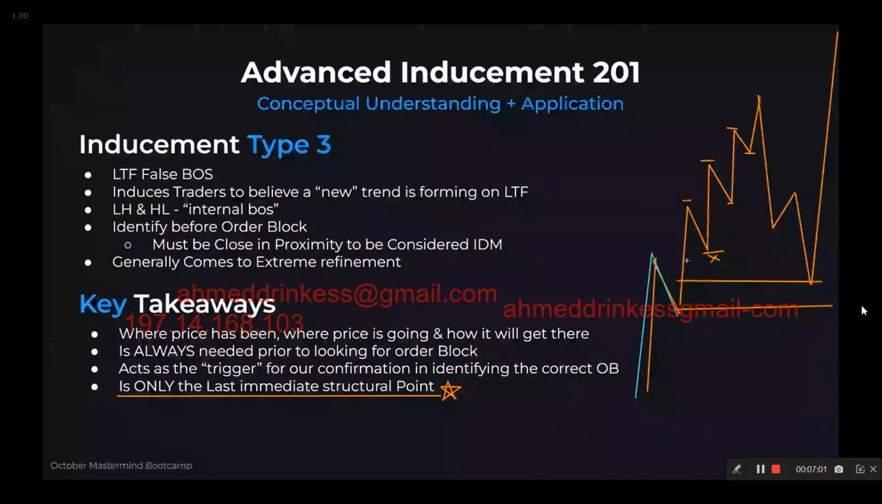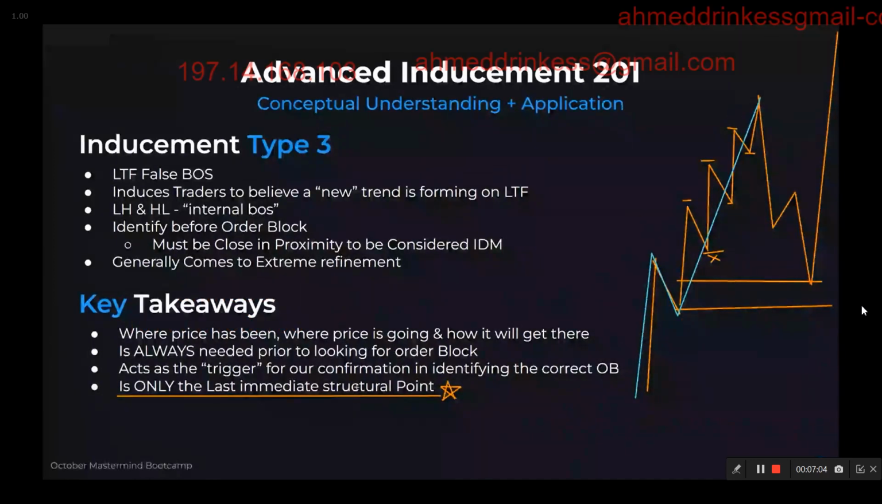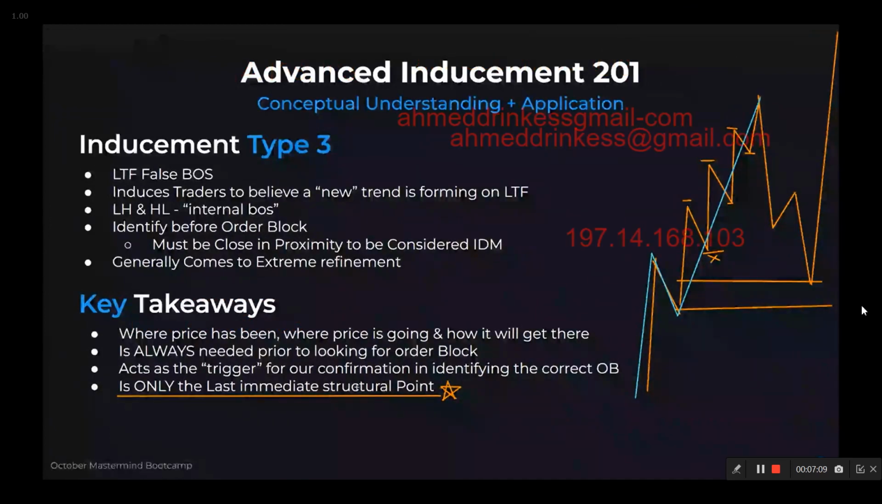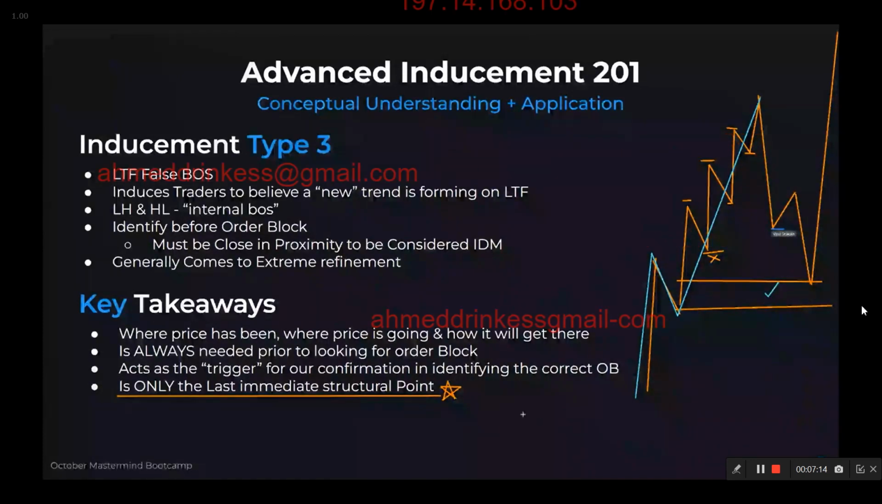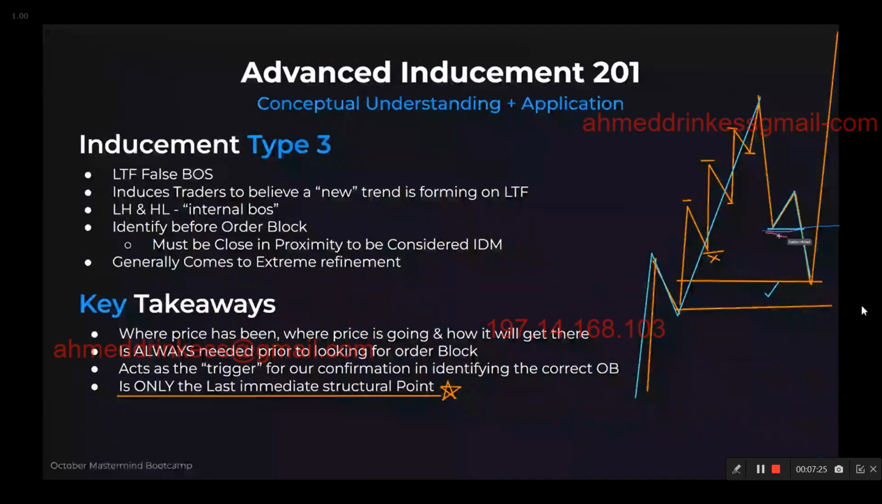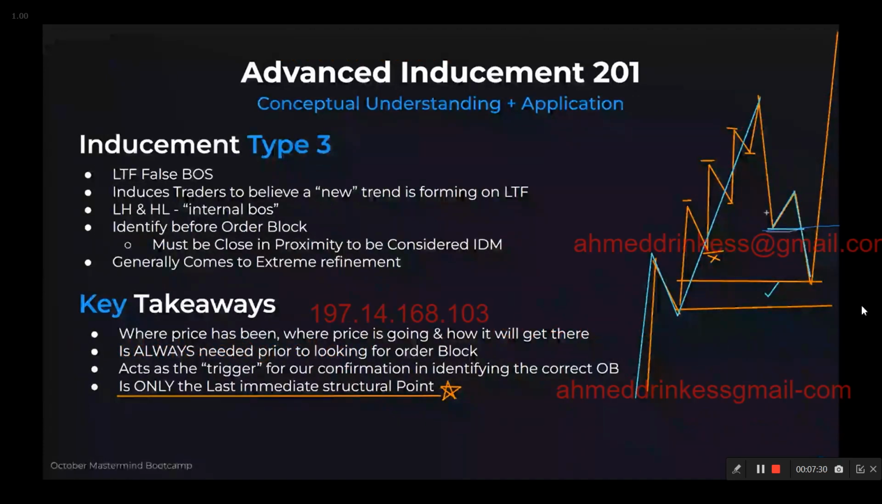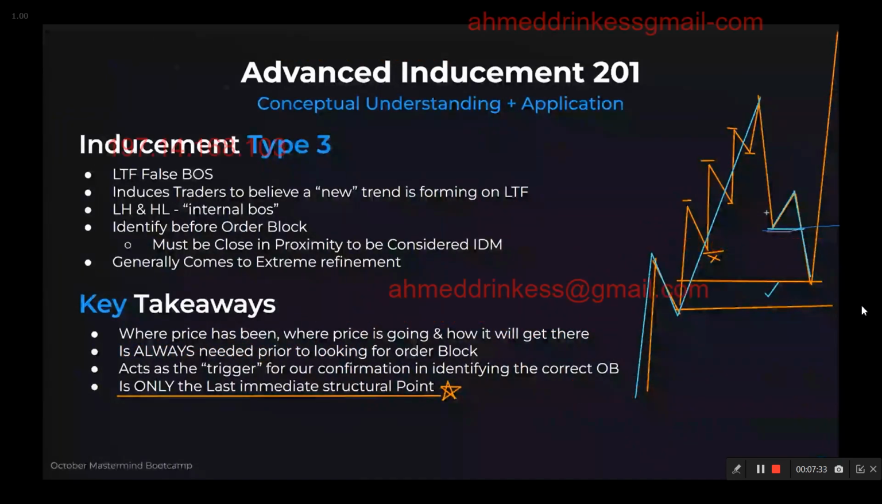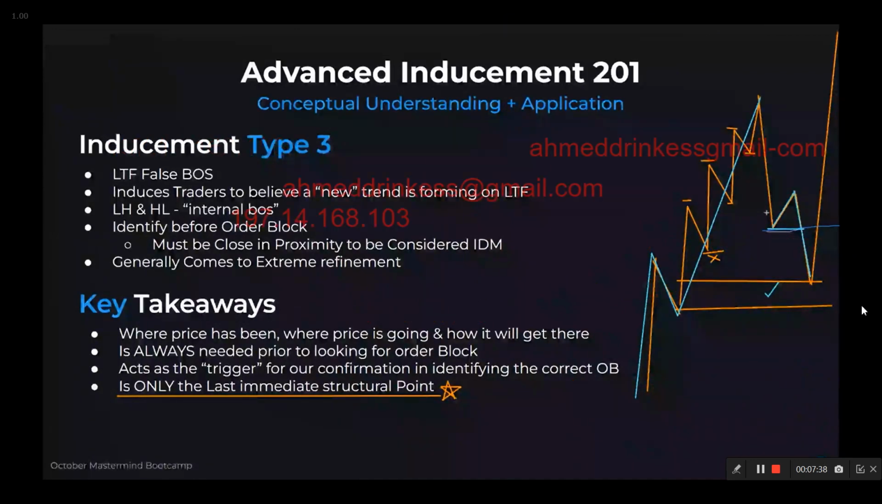This is our range right here. We're only going to have two inducements. Where's the internal inducement then that validated this order block? Right here, because this is that immediate low, lower high, lower low. Inducement is only the most recent structural points. If it's happened in the past, it's not an inducement because it's already moved on, right? So this is the inducement.